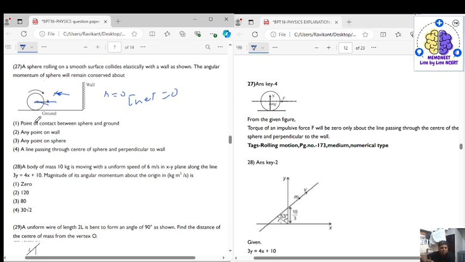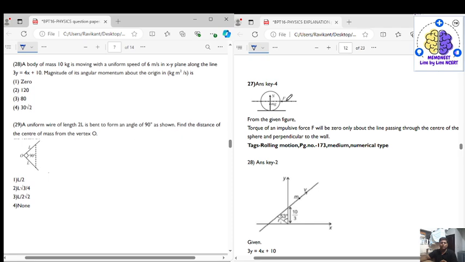The options given are: the point of contact between the sphere and the ground, no, because the force will be acting in this direction and there will be a perpendicular distance, so torque will not be equal to 0 here. Any point on the wall, no. Any point on the sphere, no. A line passing through the center of the sphere and perpendicular to the wall, yes. This line is perpendicular to the wall and passes through the center, so the torque will be equal to 0, and because torque is 0, the angular momentum of the sphere will remain conserved. So the correct answer for question number 27 will be option 4, right?